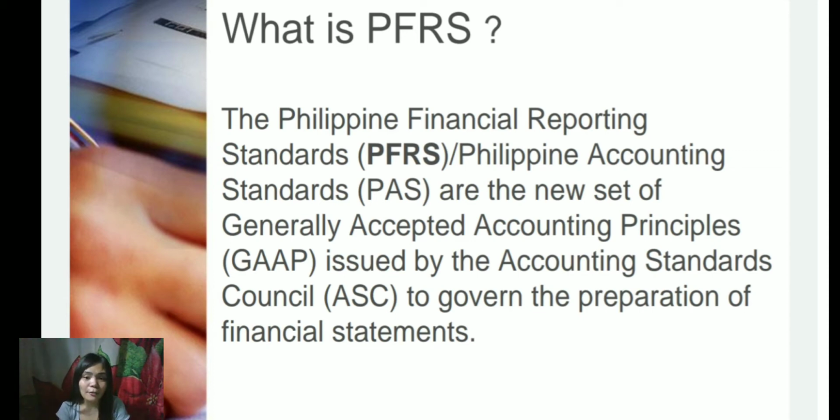Our country, the Philippines, has adopted IFRS standards as Philippine Financial Reporting Standards, except on the aspect of revenue recognition under IFRS 15 for real estate companies that avail of the relief granted by the Securities and Exchange Commission, or the SEC.